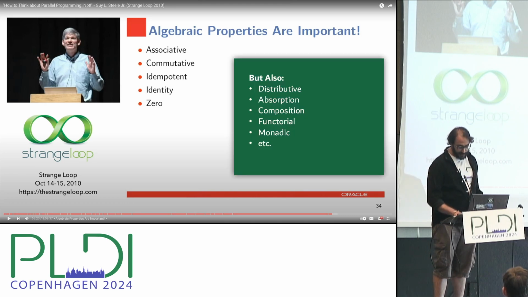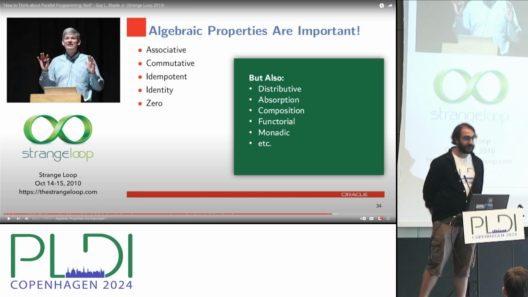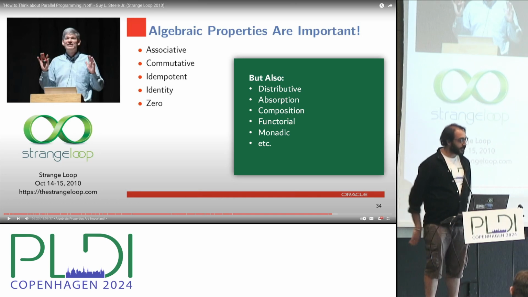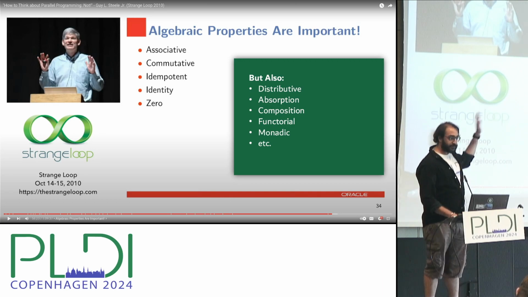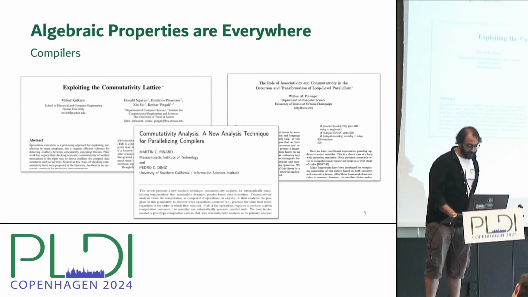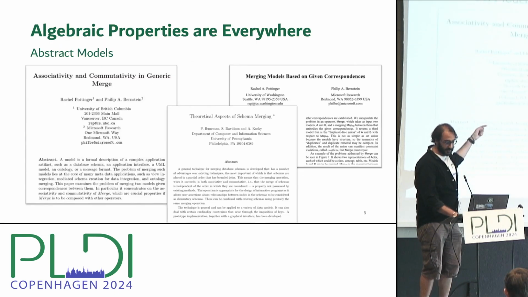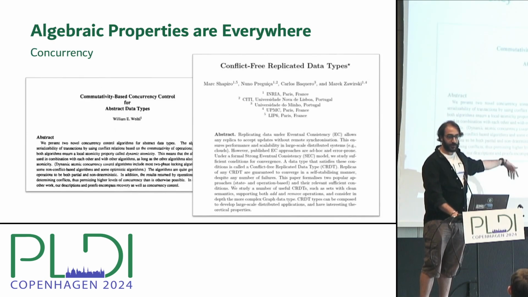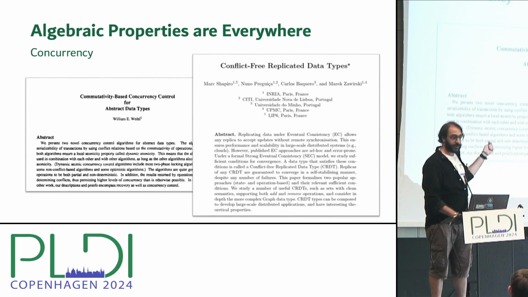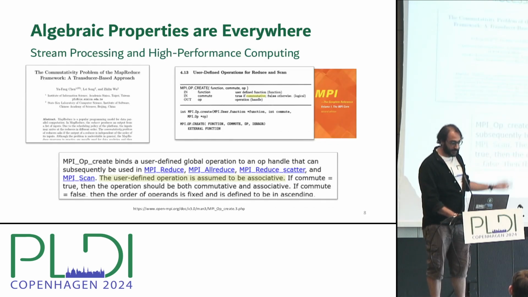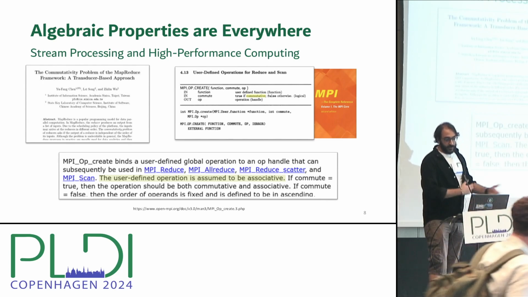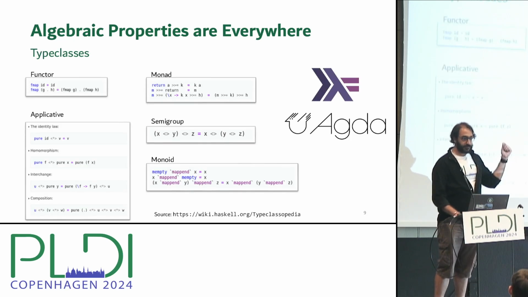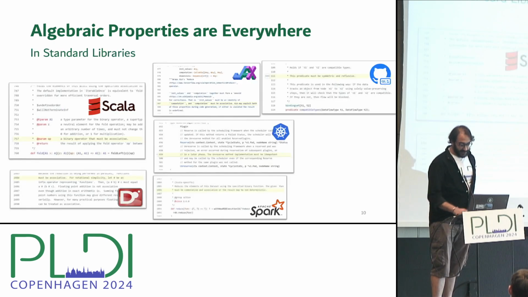By then, we learned that even more properties are crucial for verifying systems, checking these things: distributivity, absorption, blah, blah, blah. And these things actually happen in more than just parallel programming. Compilers use them. Abstract models use them in concurrency. CRDTs being quite hot, essentially being a semilattice, require these algebraic properties. They also appear in implementations and in academic work on stream processing, of course type classes, and in standard libraries.